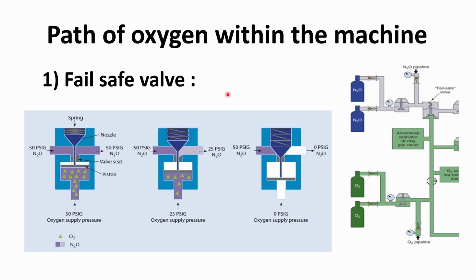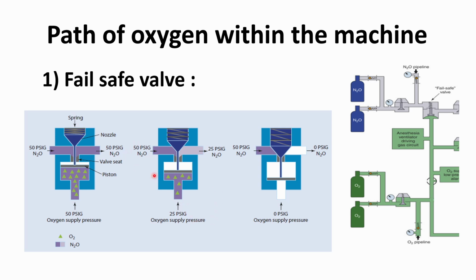The first pathway is the fail-safe valve. The fail-safe valve is a valve inside the machine preventing delivery of a hypoxic mixture to the patient. It is at the end of the circuit of nitrous oxide and is connected to the circuit of oxygen, and it is maintained open by oxygen pressure, which is 50 psi, allowing the passage of nitrous oxide through this valve.